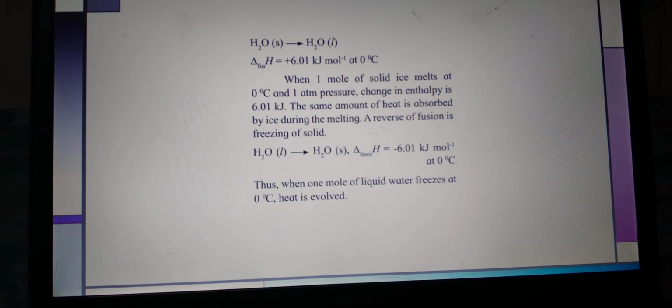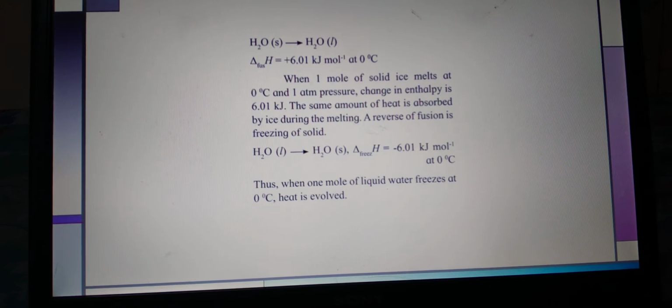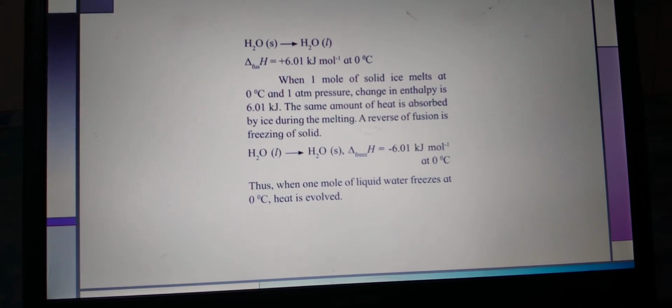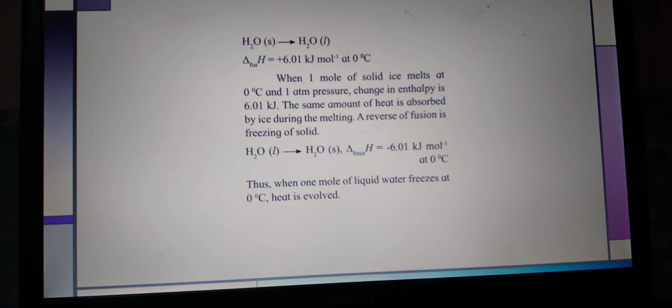Now the reaction here is H2O solid into H2O liquid, so a solid to liquid conversion. So delta fus H, the change, is plus 6.01 kilojoule per mole at 0 degree centigrade. Now why do we say 0 degree centigrade here? Because the state is converting. So when 1 mole of solid ice starts to melt at 0 degree centigrade at 1 atmospheric pressure, of course there is a change in enthalpy. 6.01 kilojoule of heat is absorbed. Is it clear? So an amount of heat is absorbed there.